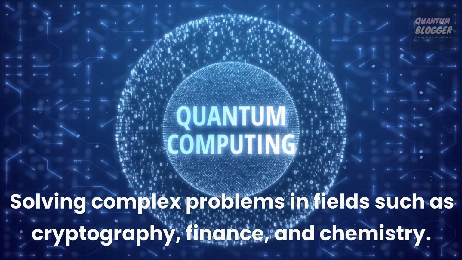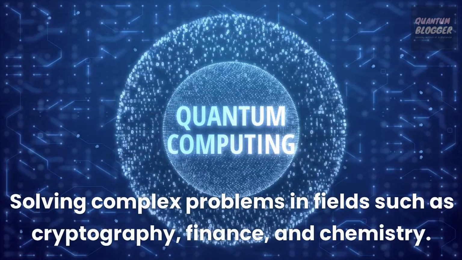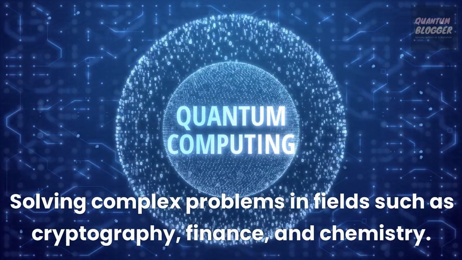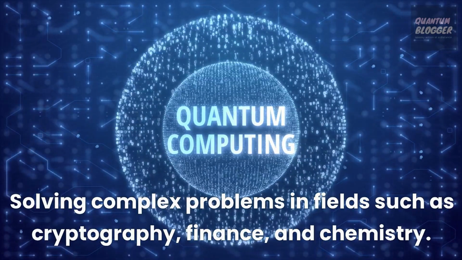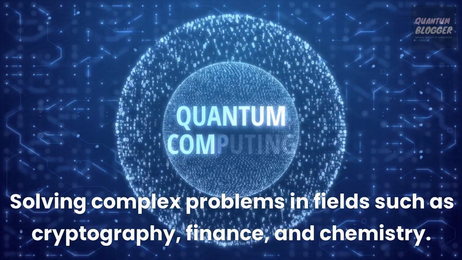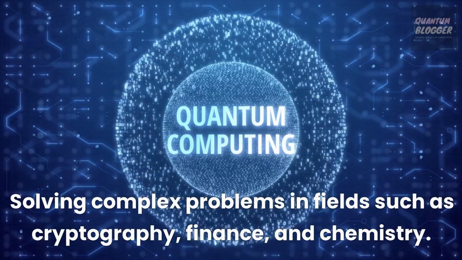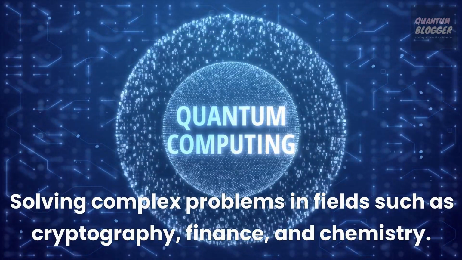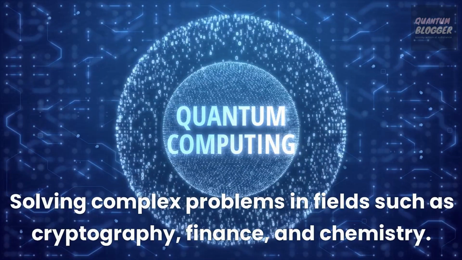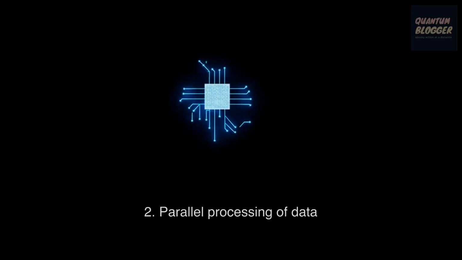Additionally, the correlation between qubits, known as entanglement, allows quantum computers to perform certain operations much faster than classical computers. These properties make quantum computing a promising technology for solving complex problems in fields such as cryptography, finance, and chemistry.